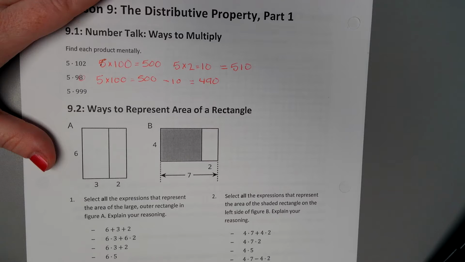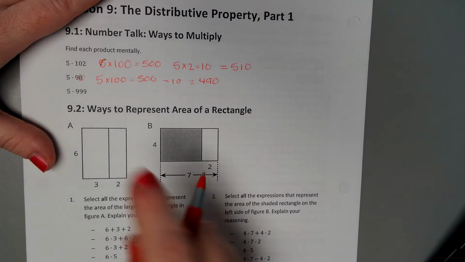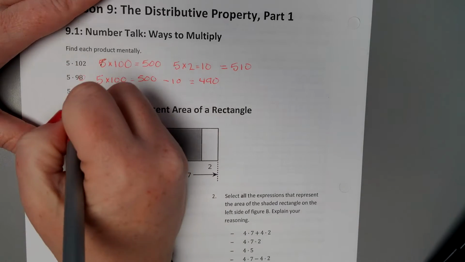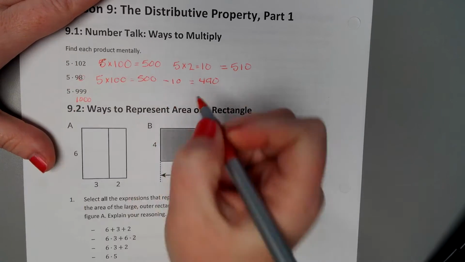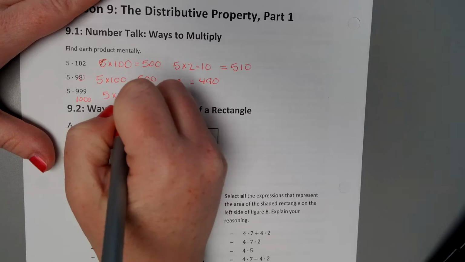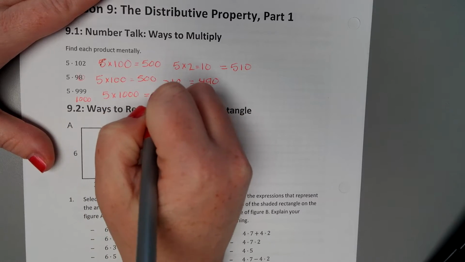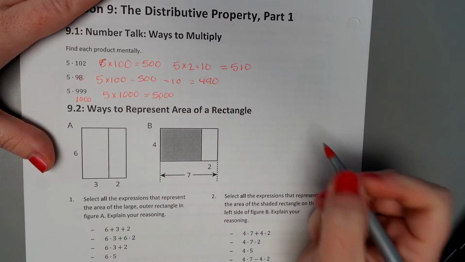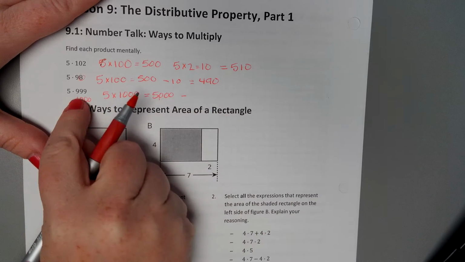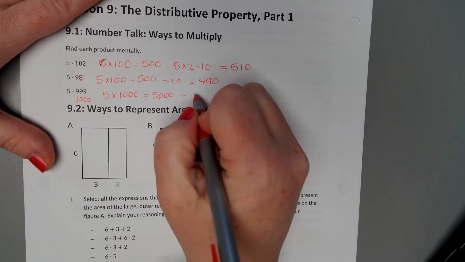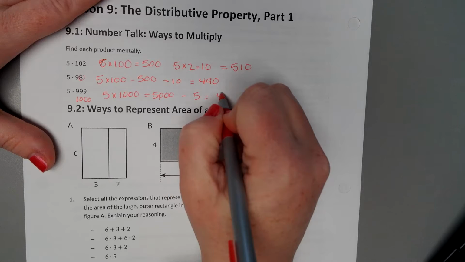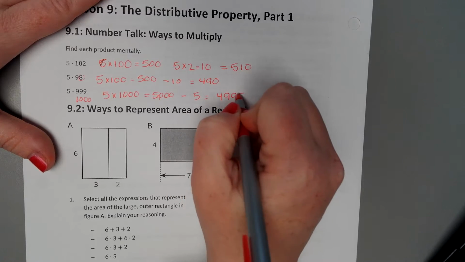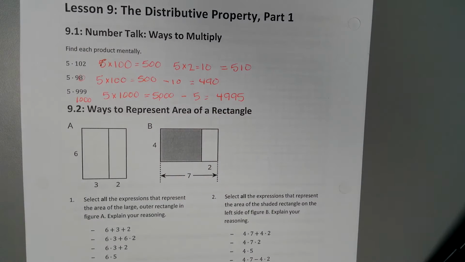Now I have 5 times 999. Well, 999 is really close to 1,000. And I know 5 times 1,000 is 5,000. And I'm going to take one group of 5 away because it's 1 less than 1,000. So I'm going to take 5 away. And that gives us 4,995. There are different ways you can do this. This is just the easiest.